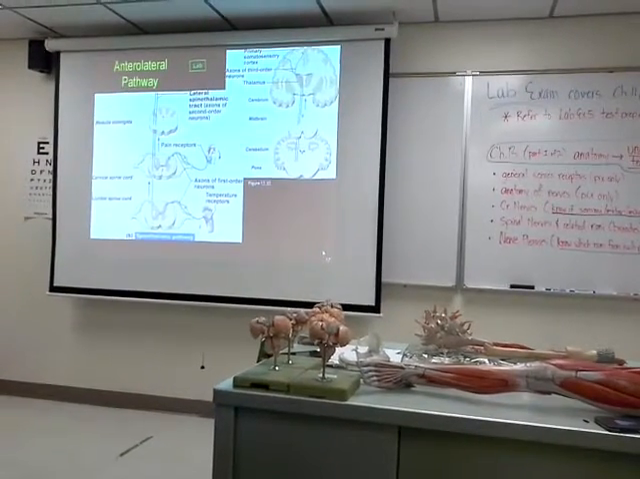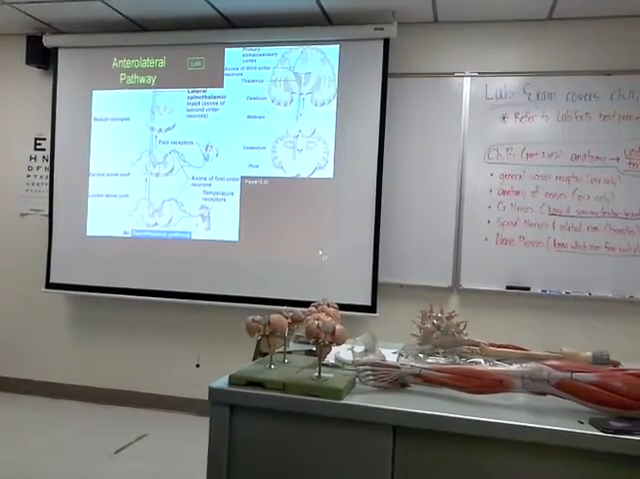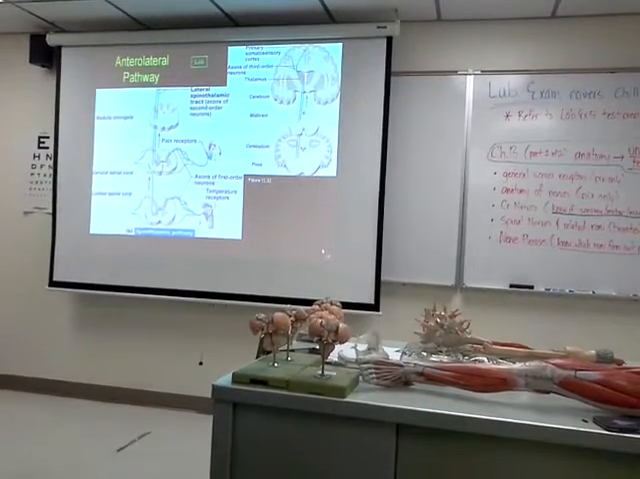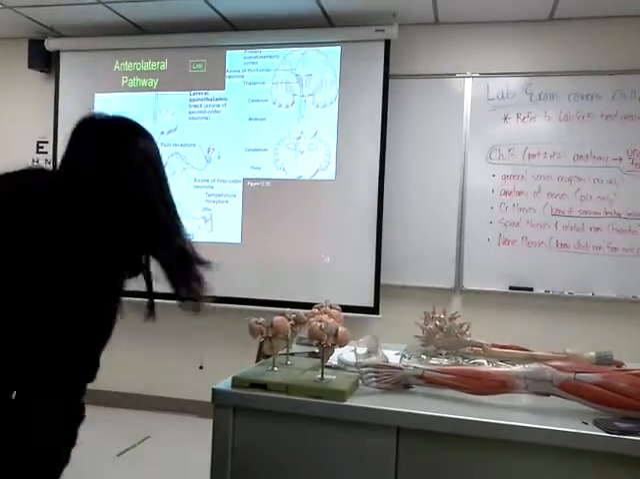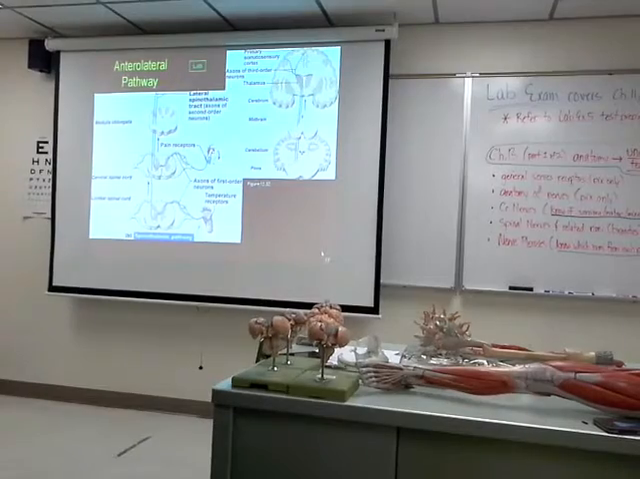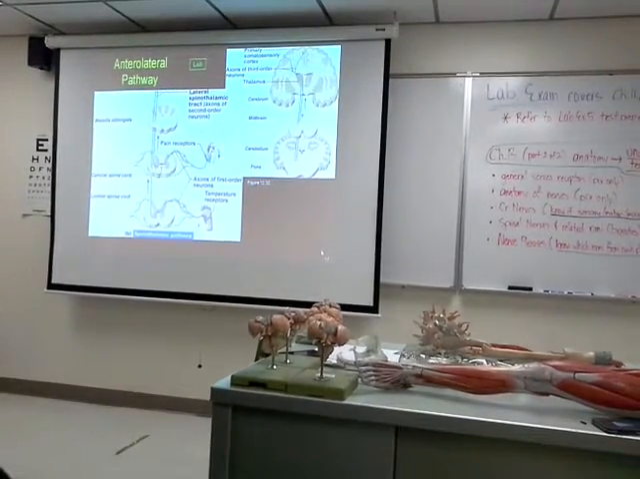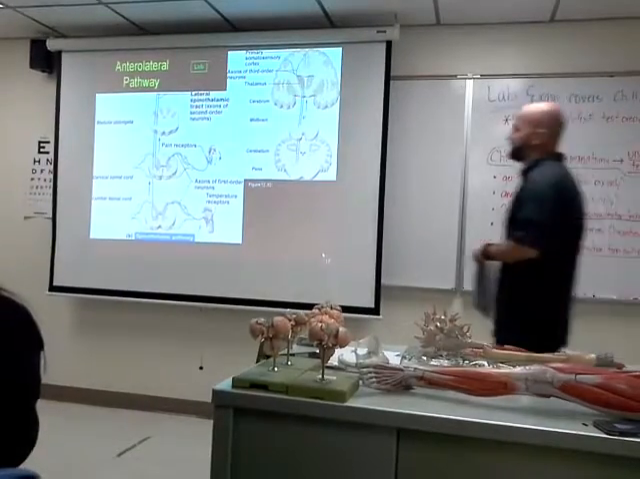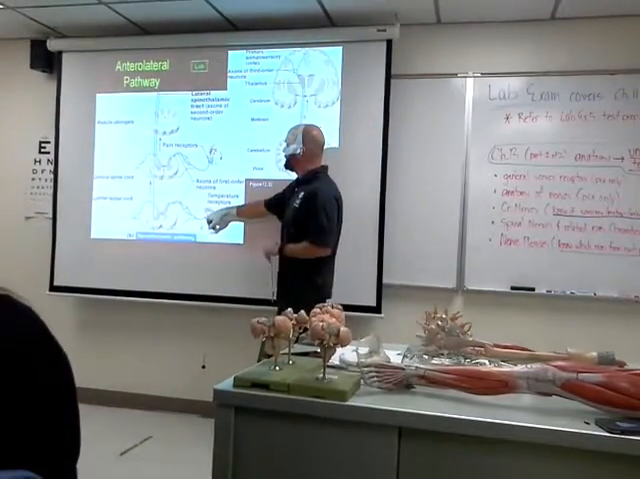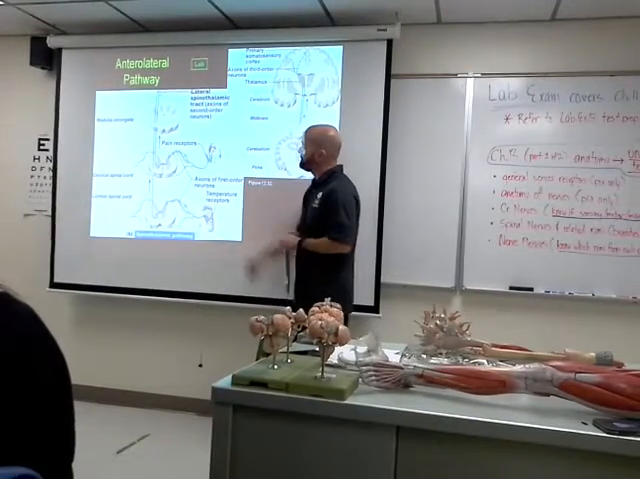Next is anterolateral pathway. Carries pain, temp, crude touch. So we're back to a 3-neuron pathway, because this one ultimately ends in the cerebral cortex, so that we can become aware of these sensations. So we have 2 examples. Temperature information coming from the lower limb, pain information coming from the upper limb.